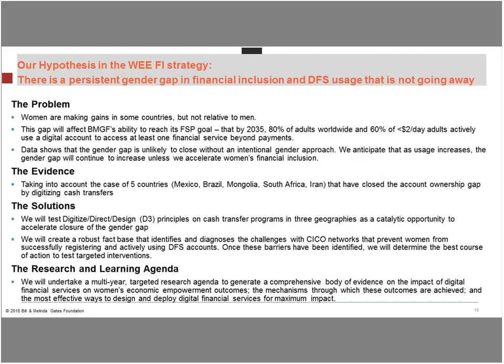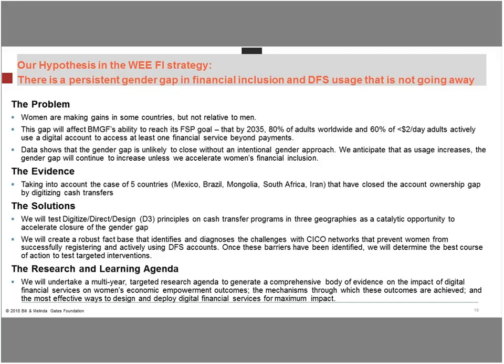So we're going to test something called digitize, direct, and design, and I'll share what that is in a moment, which are our principles. We believe that if you digitize priority social protection programs, you direct the money into women's accounts, and you design the program in a gender-intentional way, and she understands the benefits of the program accruing to her, and she understands how to use her account, you get the most impact on low-income women. So we're going to test those hypotheses, and the principles are further down in the slideshow, which I'll show today, in 3 geographies to see if we can move that needle.